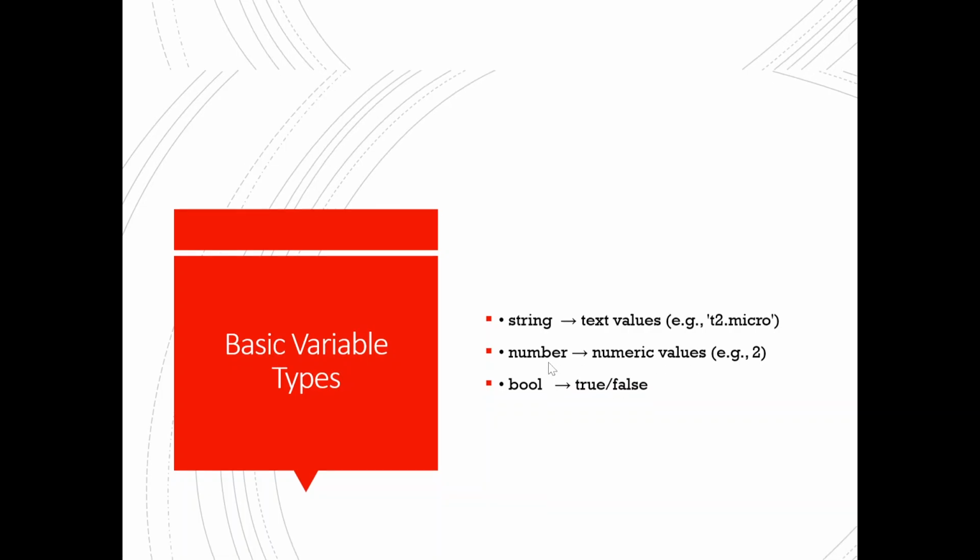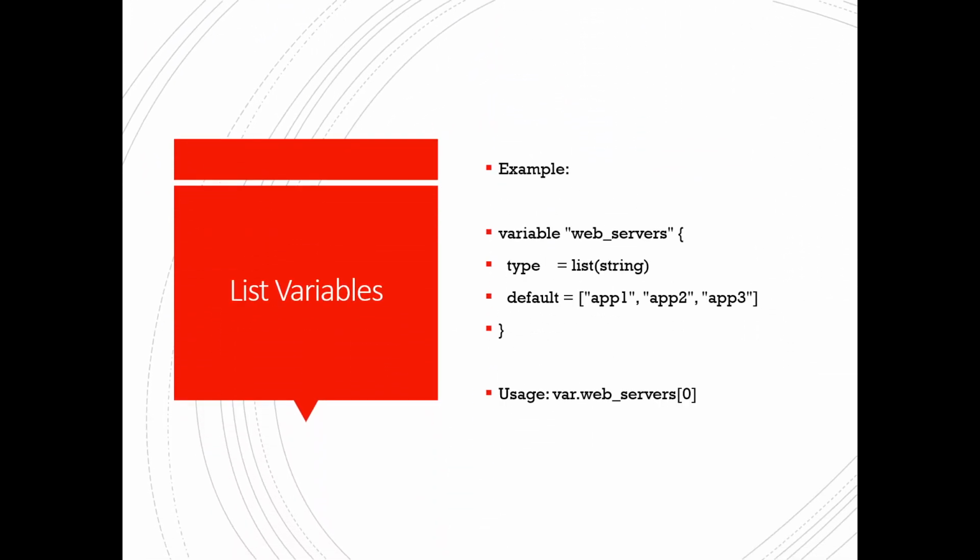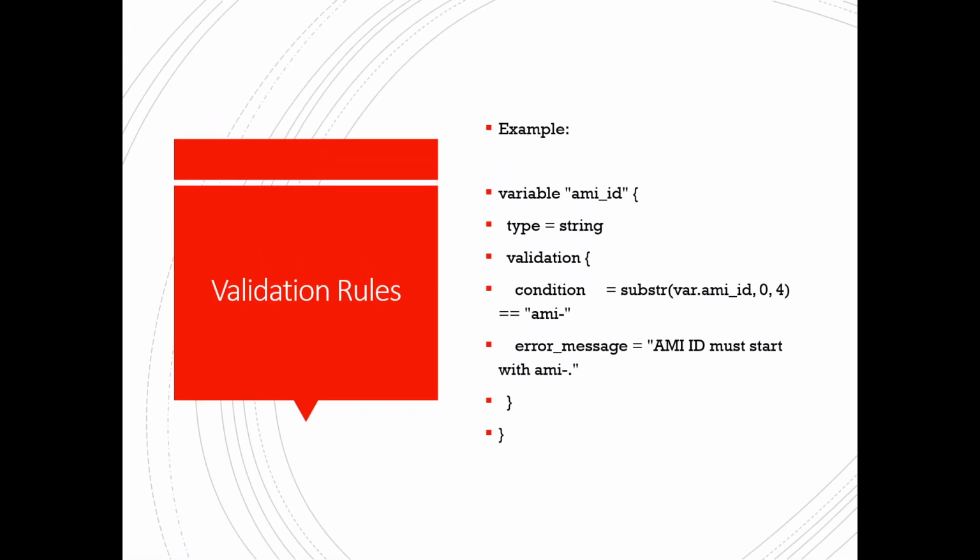Now we'll see some more things about variables. One thing is validation rules. Terraform also allows you to add validation rules inside variable blocks. This helps you enforce certain patterns or conditions, like ensuring your AMI ID always starts with ami-. Here you can see if someone enters an invalid value, Terraform will stop the deployment and print a custom error message. This is useful when you are working in teams or automating infrastructure.